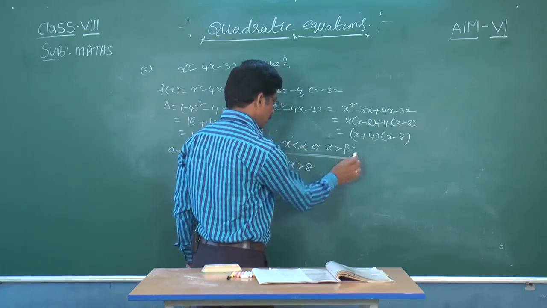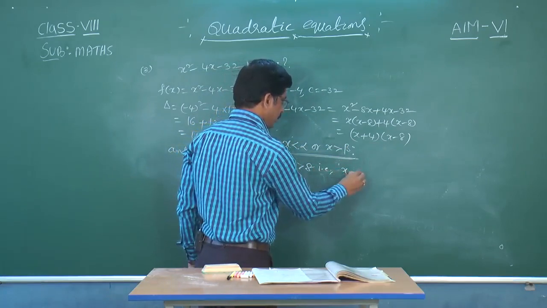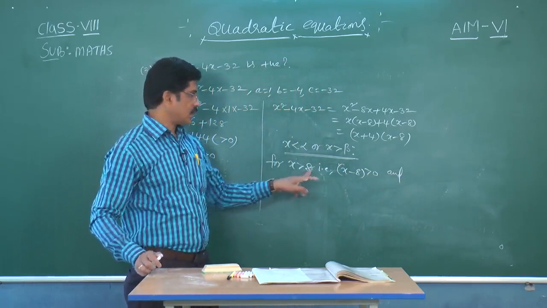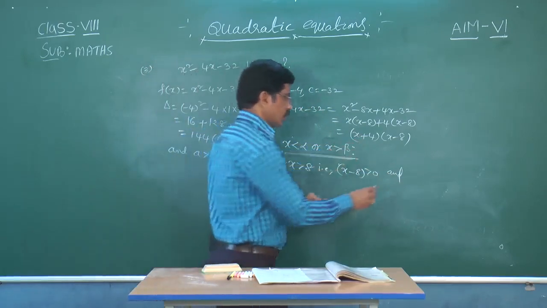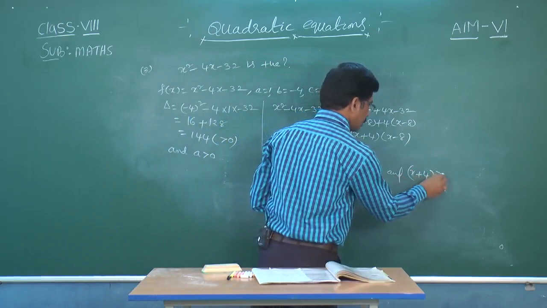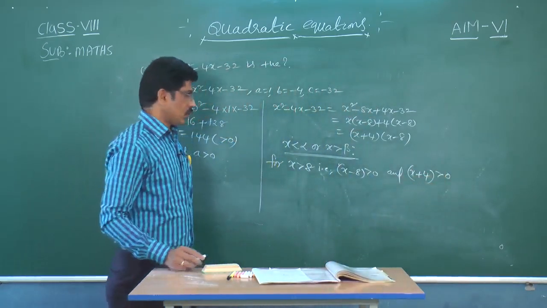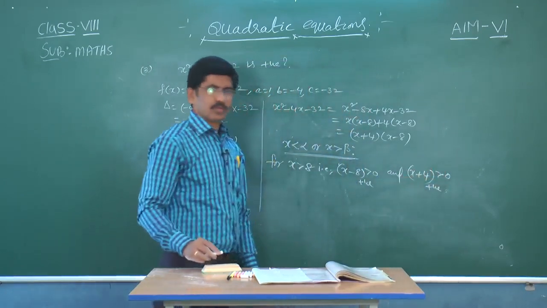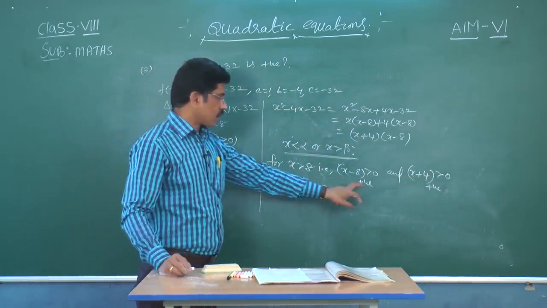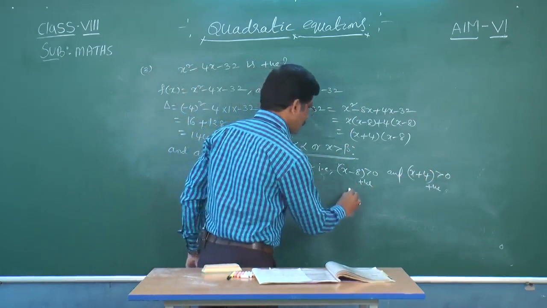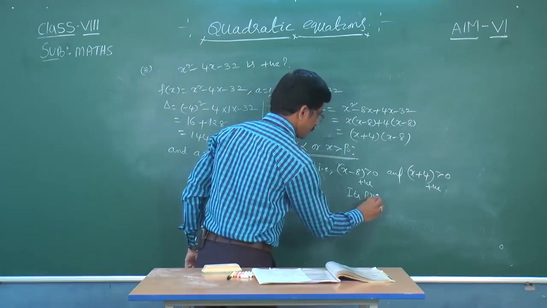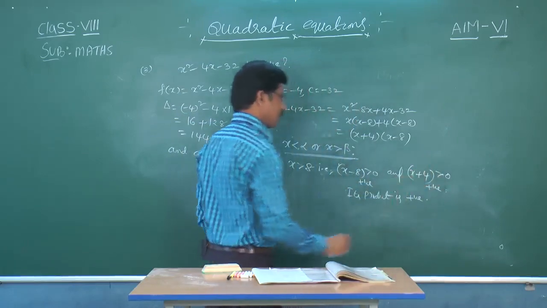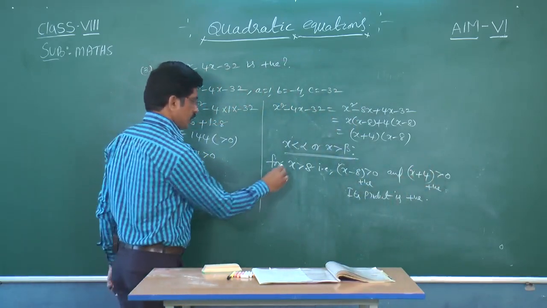x greater than 8 means x minus 8 is greater than 0, and taking a value of x more than 8, x plus 4 is also positive. So the product of the expressions is also positive. So f of x is positive. Next, second case.